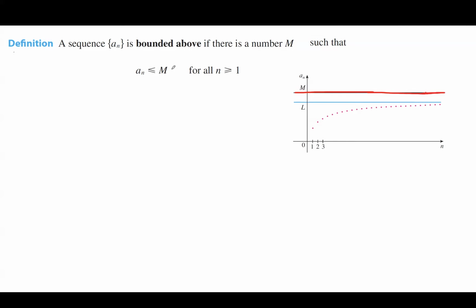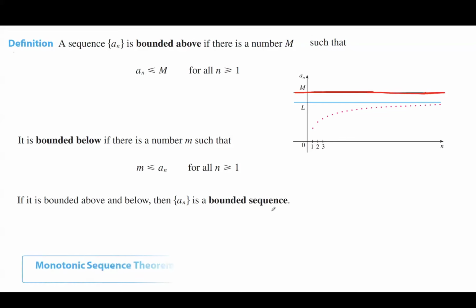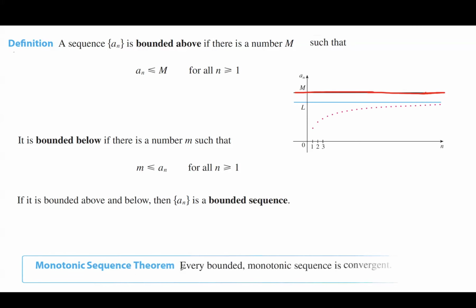It's very similar to what we did for the squeeze theorem, but you might have different functions above and below. Now we say that the sequence is bounded below if you can find another fixed number m such that all of the terms of the sequence are more than or equal to that number. If you have a sequence which is bounded above and below, you say, I have a bounded sequence. And we have a nice theorem here. The theorem says every bounded monotonic sequence is indeed convergent.